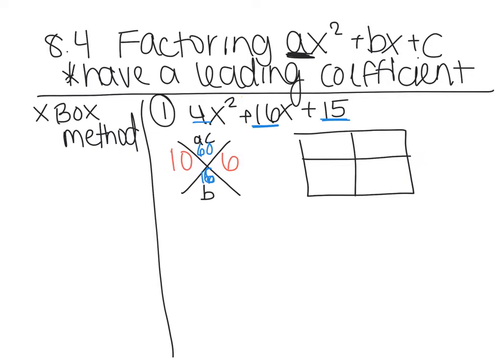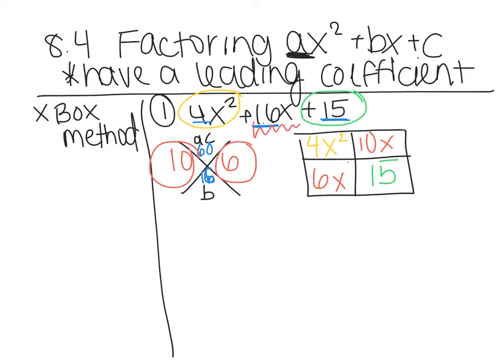So our 4x squared will go in our first box. Our plus 15 will go in our last box. And then our 10 and 6 are going to be here, but really it's going to be 10x and 6x, because 10x and 6x make 16x. So that's where the 10 and 6 come from.